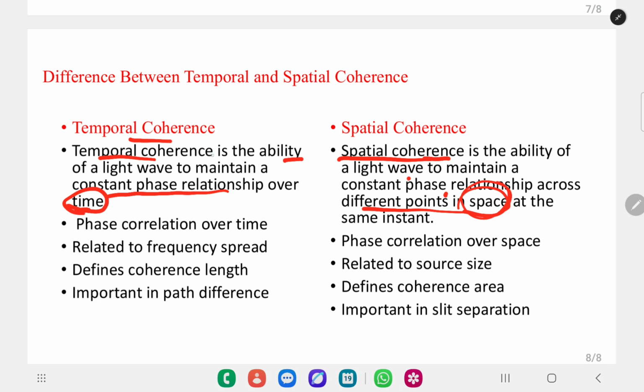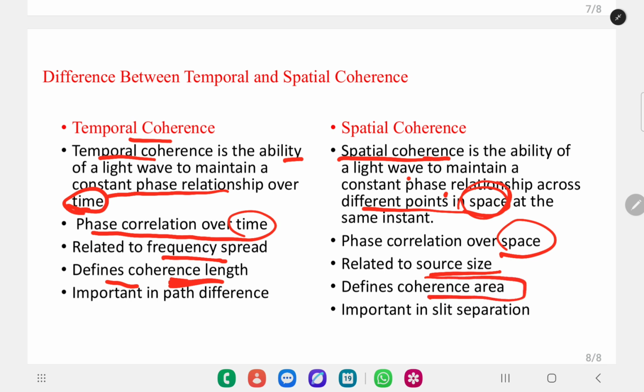Next, temporal coherence is phase correlation over time; spatial coherence is over space. Temporal coherence is related to frequency spread; spatial coherence is related to source size. Temporal coherence defines the coherence time and coherence length. Spatial coherence defines the coherence area; space means area. Temporal coherence is important in path difference, and spatial coherence is important in slit separation. These are the differences.